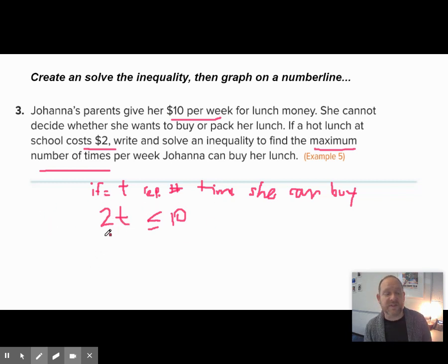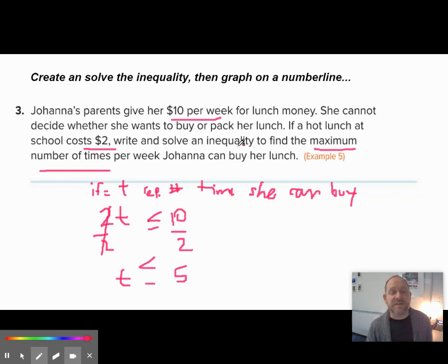and now we need to solve it. So just like we would with an equation, we're going to get T by itself by dividing both sides by 2 here. So 2 divided by 2 is nothing, so T should be less than or equal to 5. And if I were to write this out with a text box, or on paper, I would say that Joanna can buy her lunch a maximum number of 5 times a week.